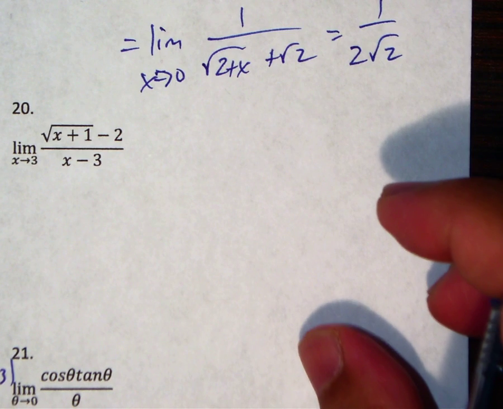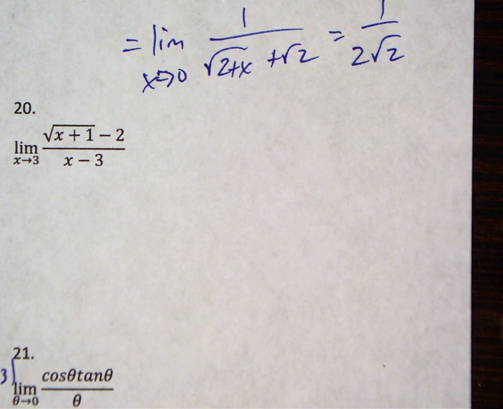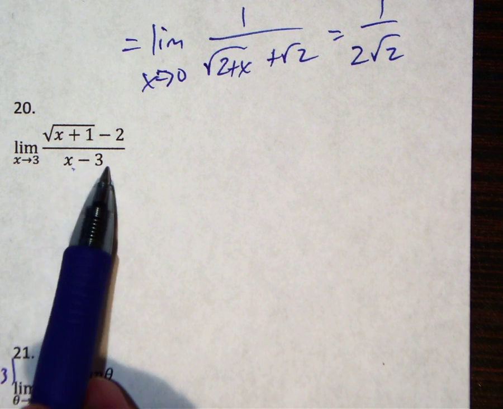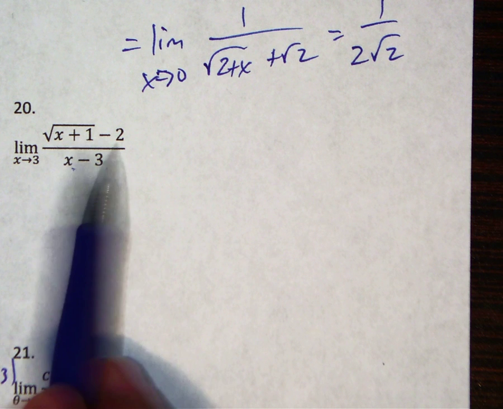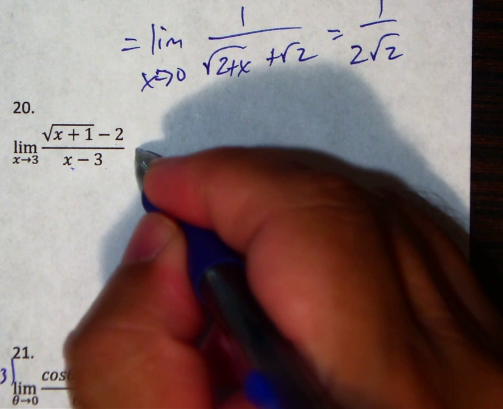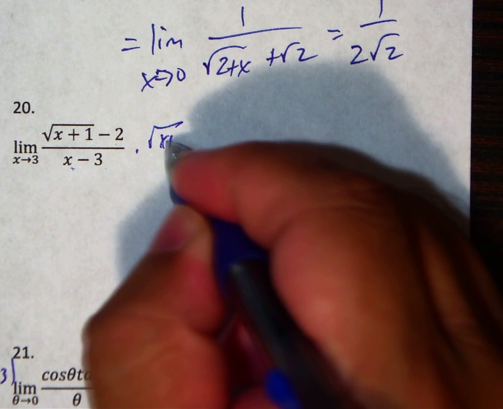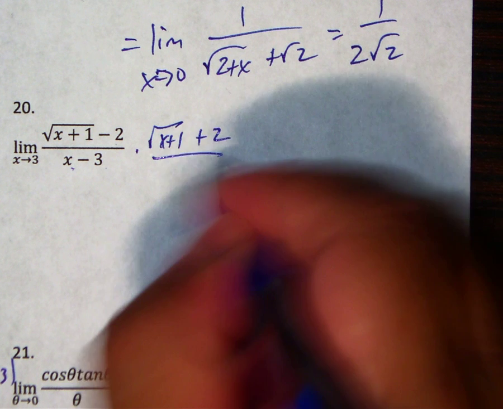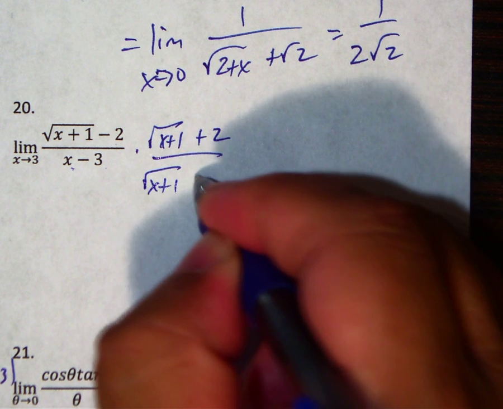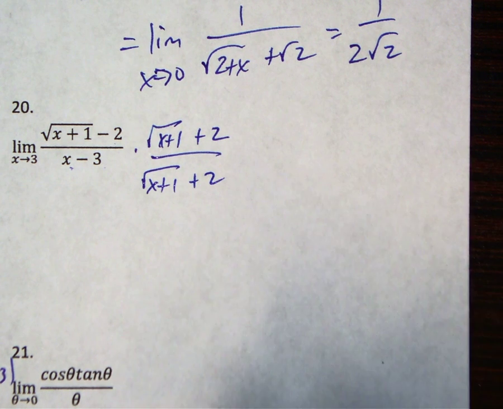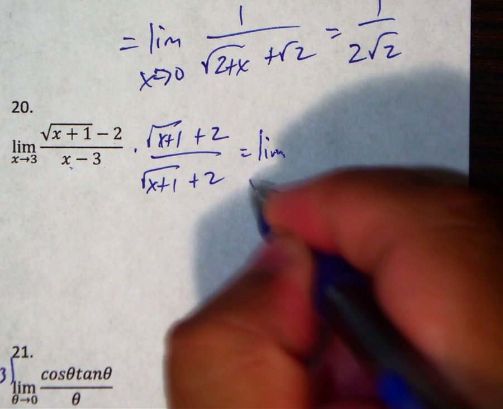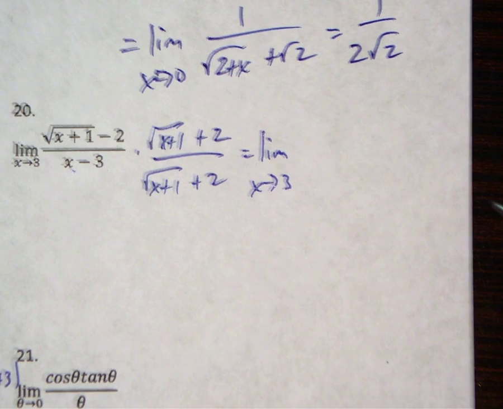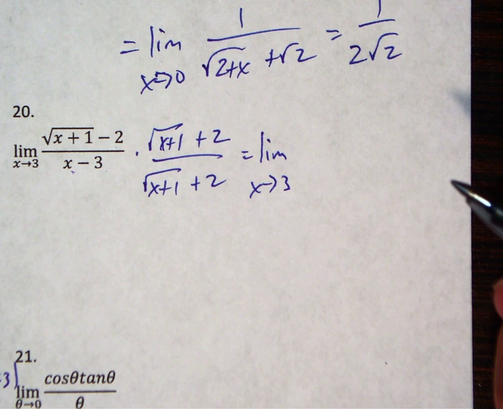Doggone it. Number 20. Same thing. Plug in the 3. That's 0. Plug in the 3. 3 plus 1 is 4. Square root of 4 is 2. 2 minus 2 is 0. Multiply by the conjugate. Square root of x plus 1 plus 2. I must have thought you needed a lot of these. And x goes to 3.